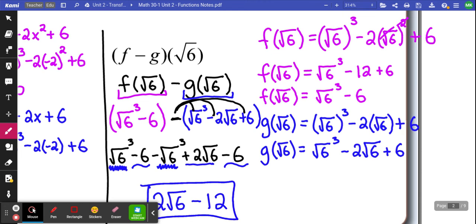Yep. Like if you would rather take the functions and subtract them and then put root 6 in, you should get the exact same answer. They should work perfectly. 3 steps. As long as you're comfortable subtracting those, you should be fine. And that's actually not a bad subtraction by any means. It's pretty straightforward. So you could definitely do that.